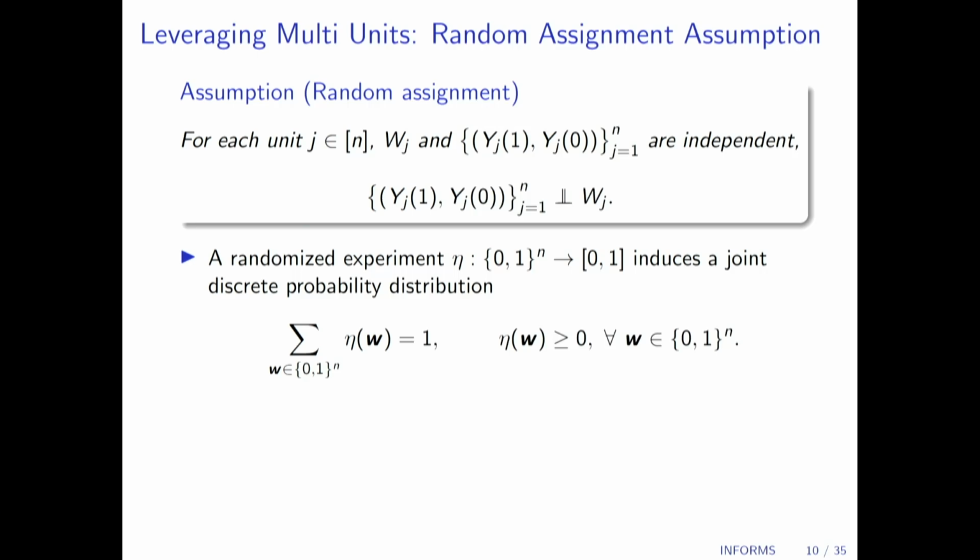Rigorously, an experiment is defined as a discrete probability distribution, eta. Here, eta basically refers to the probability that my entire assignment vector takes the value that we're specifying here. So this entire discrete probability distribution, these probabilities, should sum up to 1. This respects that this is a probability distribution. And whenever we're designing an experiment, we're choosing this distribution of experiments.